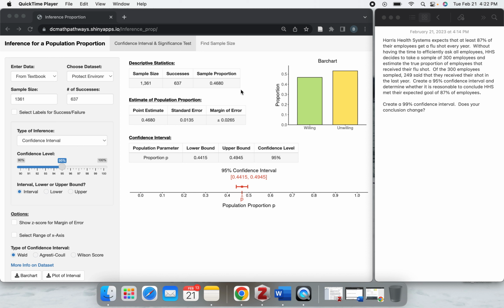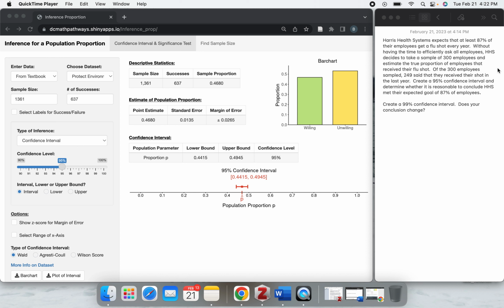So for this example, we have Harris Health Systems expects that at least 87% of their employees will get a flu shot every year. Without having the time to efficiently ask all the employees, HHS decides to take a sample of 300 employees and estimate the true proportion of employees that received their flu shot. Of the 300 employees sampled, 249 said that they received their flu shot in the last year. Create a 95% confidence interval and determine whether it is reasonable to conclude HHS met their expected goal of 87% of employees.